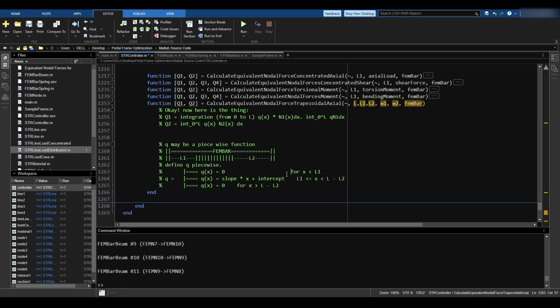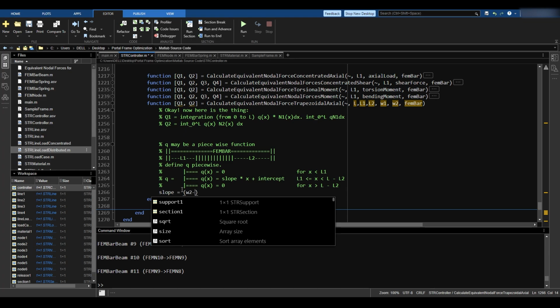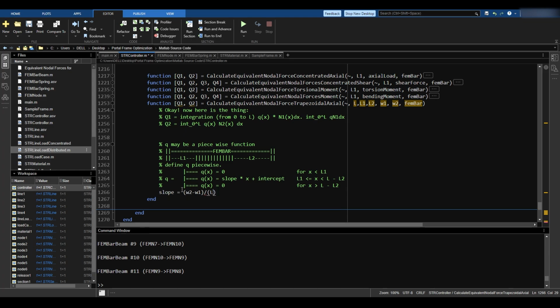Okay? We're still not out of the woods yet, my friends. But at least we have something. So now let me first of all define the load function. Here, the slope of the load is going to equal W2 minus W1 over L minus L2 minus L1. So it's basically delta Y over delta X. There's a minus missing here. The intercept is basically at X equals L1, the load equals W1. So you can substitute in the equation and find the intercept. The intercept equals W1 minus L1 multiplied by the slope, if you do that.